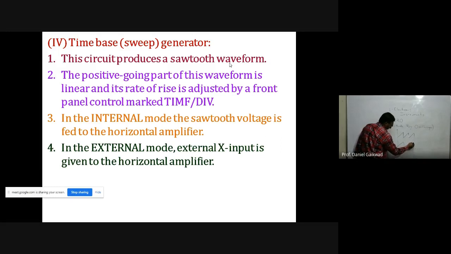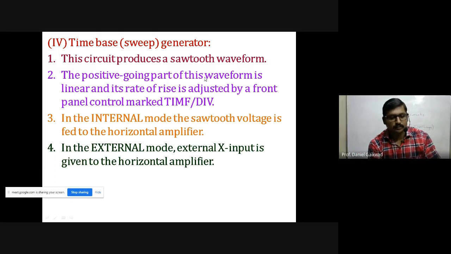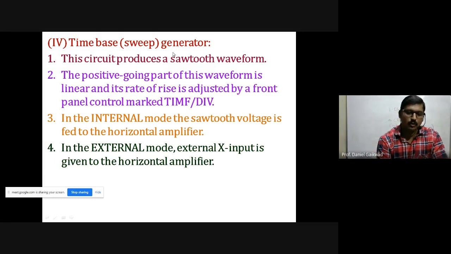The signal should directly become zero, but instead it requires a small time interval like this. So these are the sawtooth waves that will be generated by the sawtooth generator in the time base or sweep generator. Now the next point.